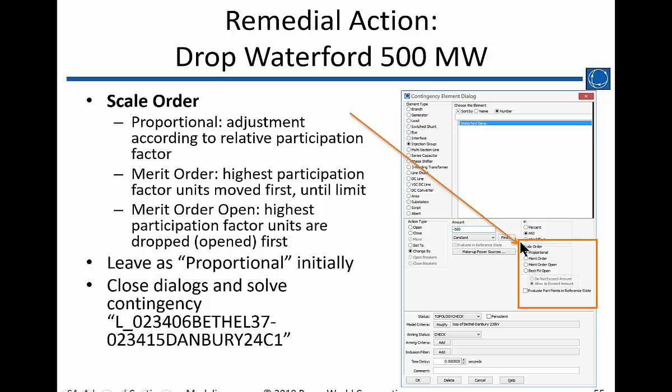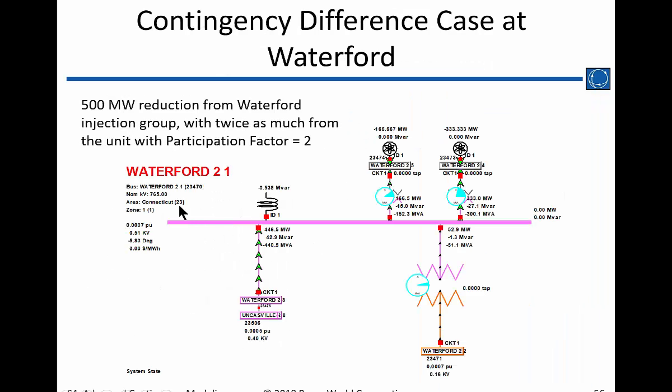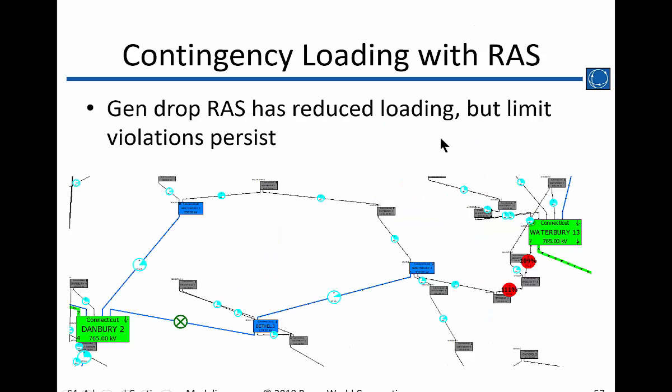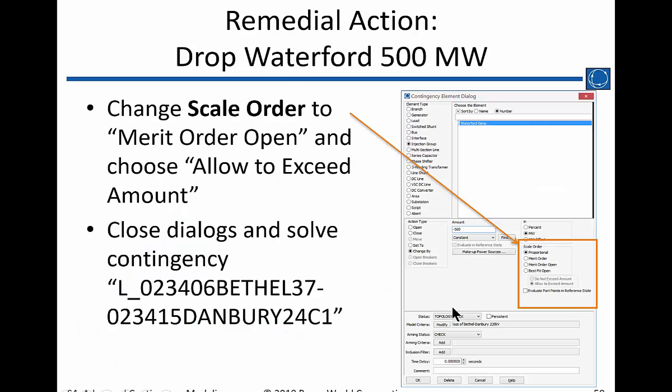We left this scale order set to proportional. So that means it got the 500 megawatts based on the participation factors in that injection group. We can also try using merit order or merit order open, and we'll do that with different examples in just a minute. This is what we looked at Waterford with the difference case. We saw that one generator provided 1/3 of the 500 and the other one provided 2/3. And we see from our one-line diagram, and also from the results in the contingency analysis, we still have overloading, but it's been relieved a little bit.